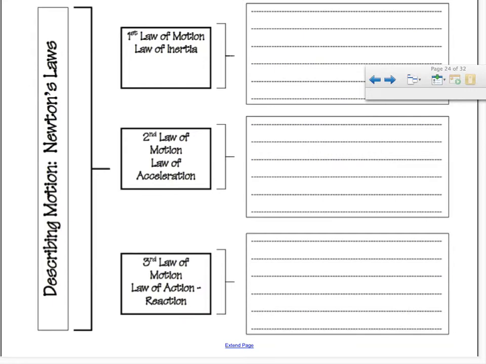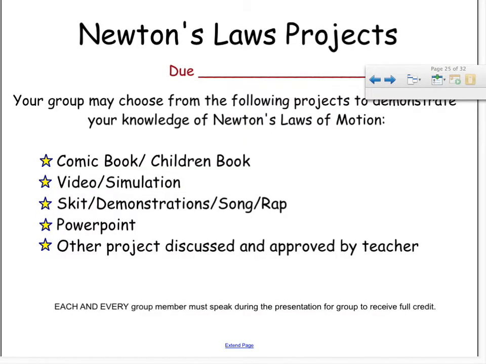Now you are ready for your next assignment, which is Newton's Law Projects. You are going to be able to select a group member. What was it that you were supposed to have today? What were you supposed to have? What was scheduled for today? To do our homework. What was scheduled for today?